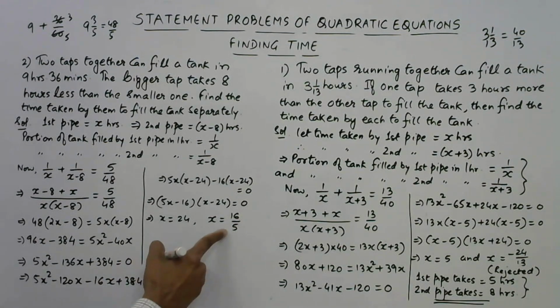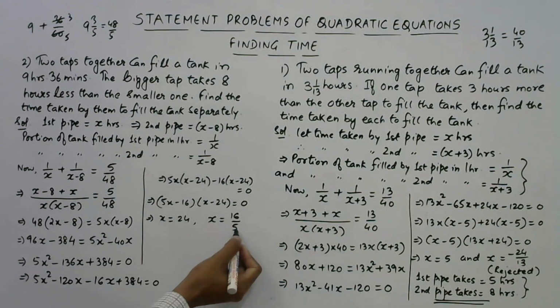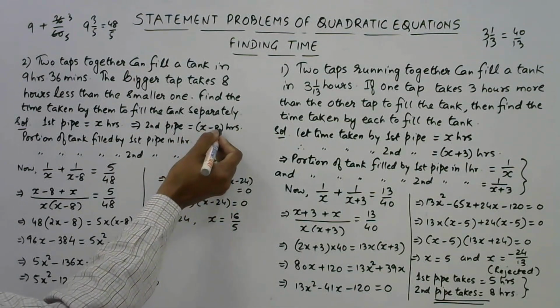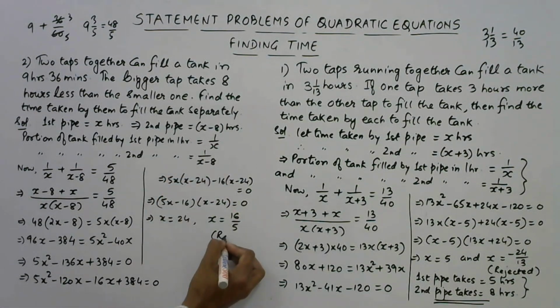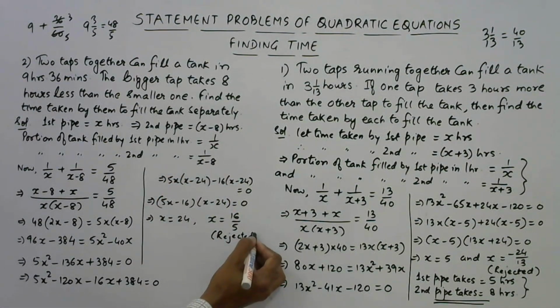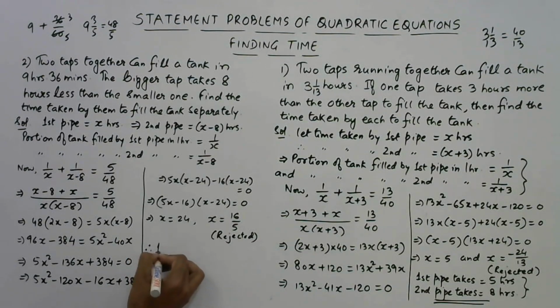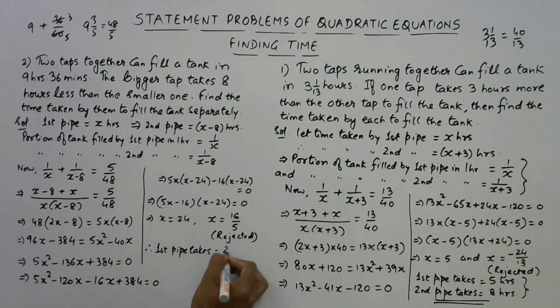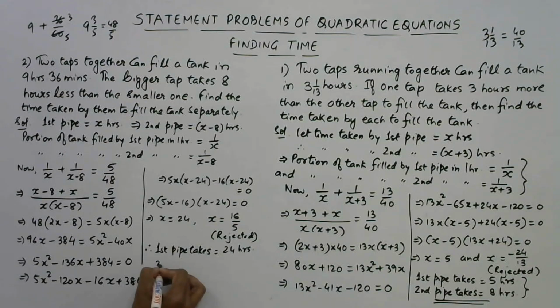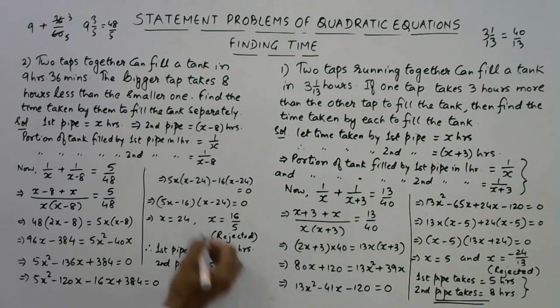Now see, 16 upon 5 has to be rejected for the simple reason that if x is 16 upon 5, which is 3.2, then x minus 8 will go negative. There is no negative time, so this is rejected, thereby giving you the answer that the first pipe takes 24 hours to fill the tank, and consequently the second pipe takes 8 hours less. So 24 minus 8, 16 hours, is the answer to this important question.